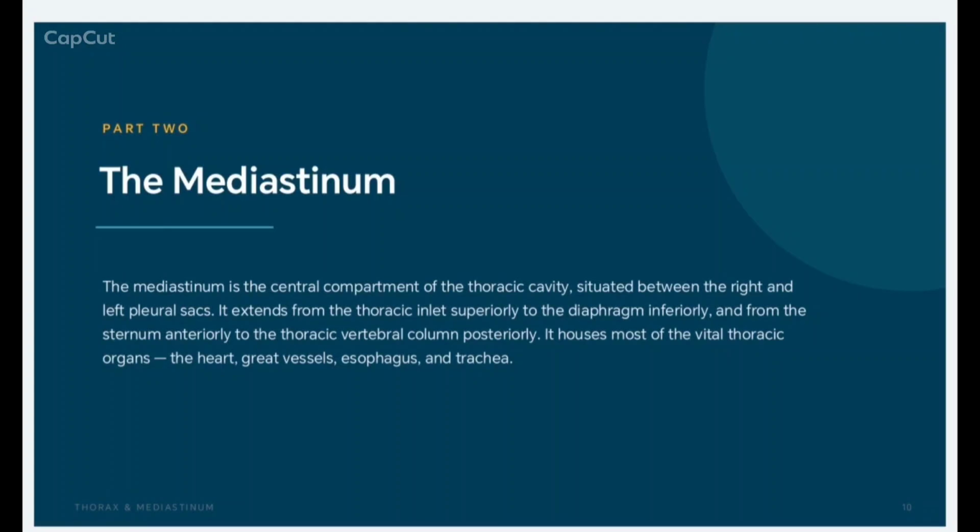It extends vertically from the thoracic inlet superiorly down to the diaphragm inferiorly. Anteriorly, it is bounded by the sternum and posteriorly by the thoracic vertebral column. This central corridor houses almost all the vital thoracic organs except for the lungs themselves. This includes the heart, the great vessels, the esophagus, and the trachea. Understanding the organization of this space is the cornerstone of thoracic surgery and radiology.